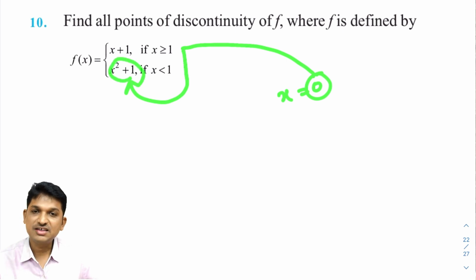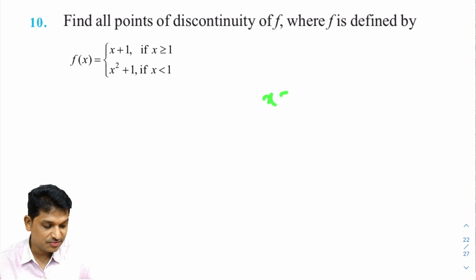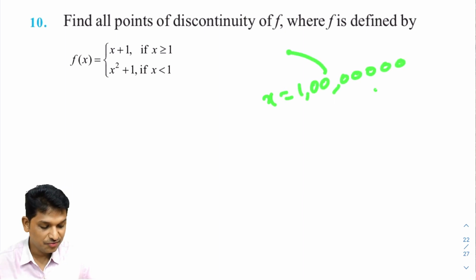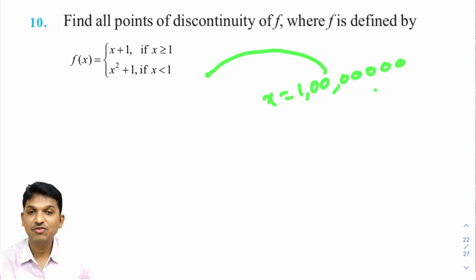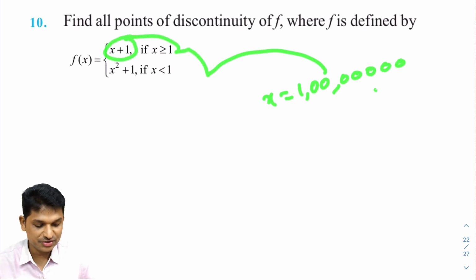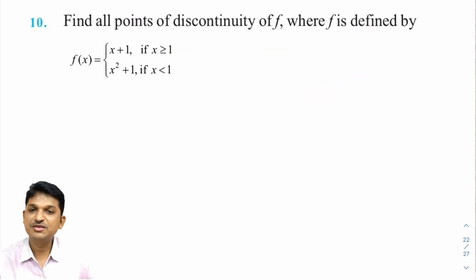Like that, suppose x value is 1 crore. Then which function to choose? 1 crore is greater than 1. So we will choose the first function. If x value is minus 1 crore, minus 1 crore is less than 1. So we will choose the second function.